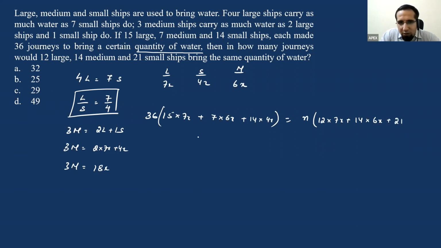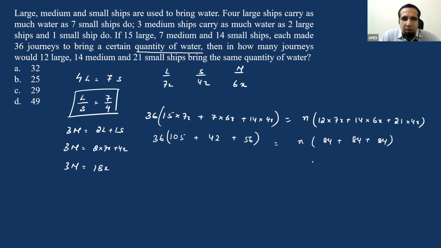15 sevens will give you 105, 7 sixes will give you 42, and 14 fours will give you 56, into 36, which is equal to n into 12 sevens, which gives you 84, 14 sixes also gives you 84, and 21 into 4 also gives you 84. So 105 plus 42 is 147, plus 56 is 203. So this is 36 into 203 divided by 84 plus 84 plus 84, which is equal to the value of n.